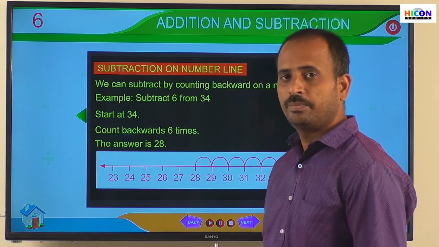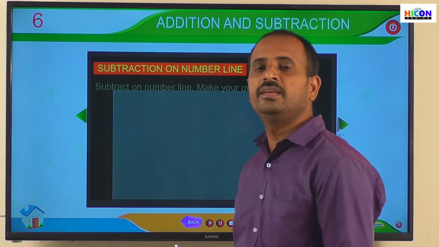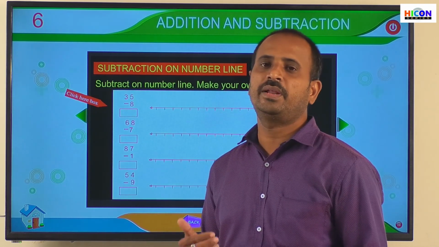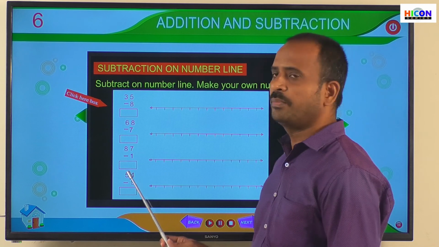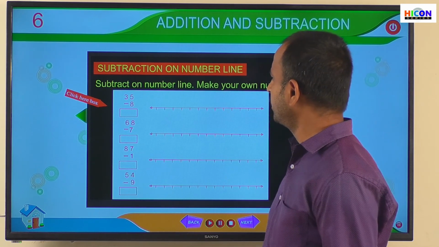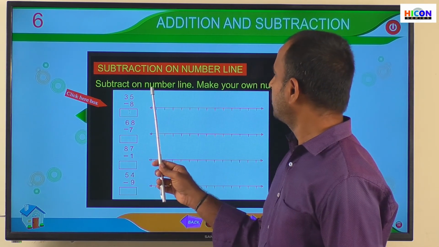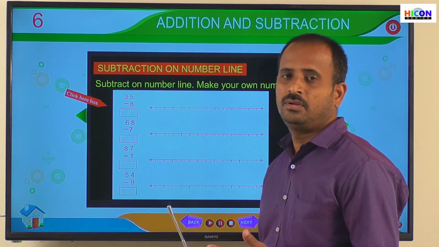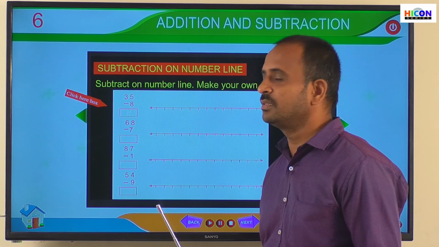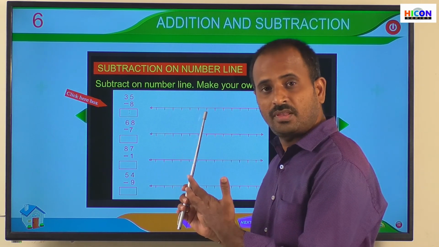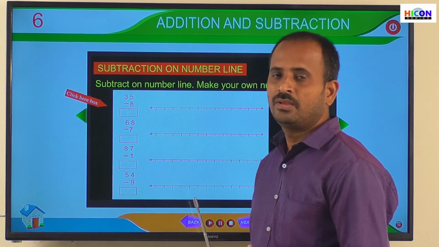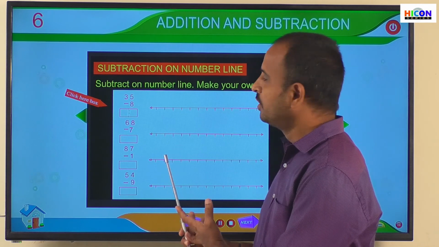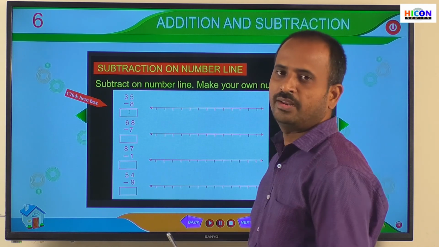So now practice some more problems on the number line. We will practice some subtractions on the number line. So children, look at the screen. Subtract on number line. Make your own number line. We have already practiced this type of number line on addition. So now we are going to learn how to subtract on the number line.